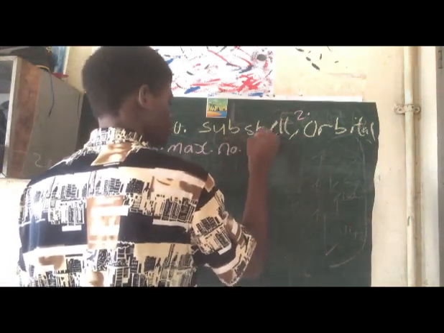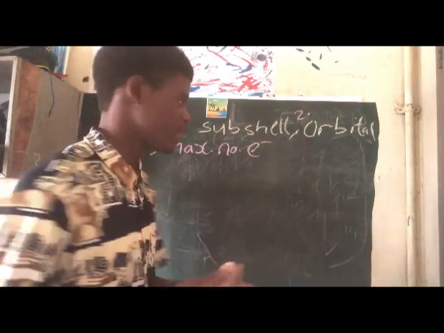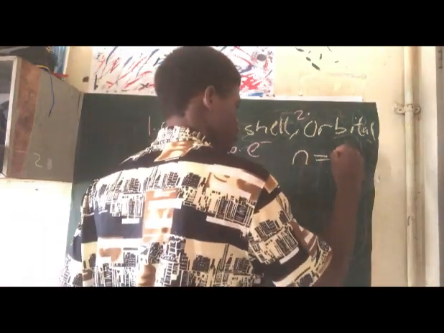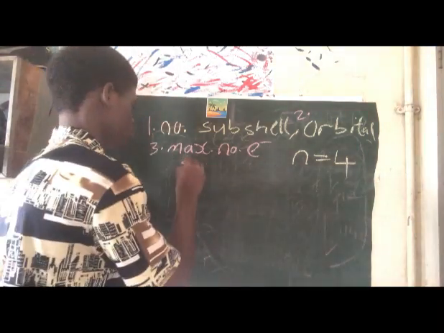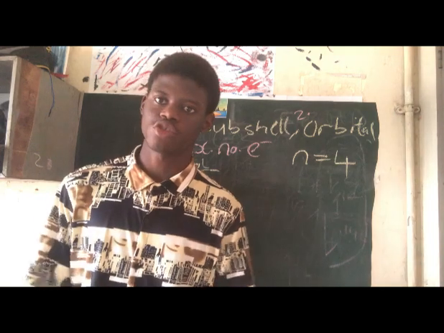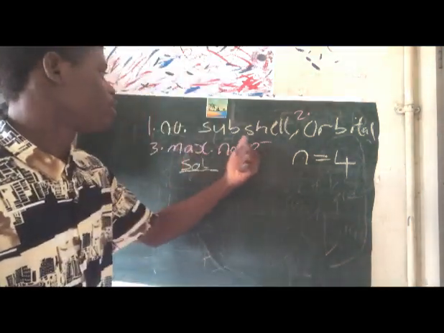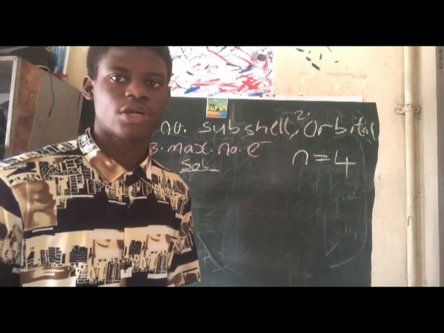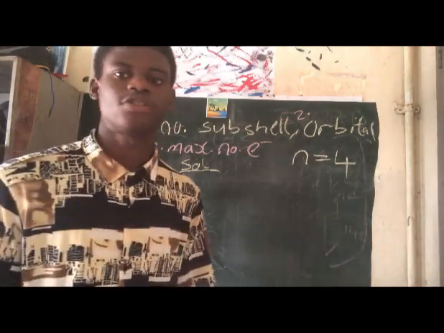Maximum number of electrons. And the principal quantum number of n is equal to 4. This is very easy. I'll teach you the normal way to do it and the short form. The normal way, if they say find the number of subshell, what describes subshell? Principal quantum number describes shell, azimuthal quantum number describes subshell.